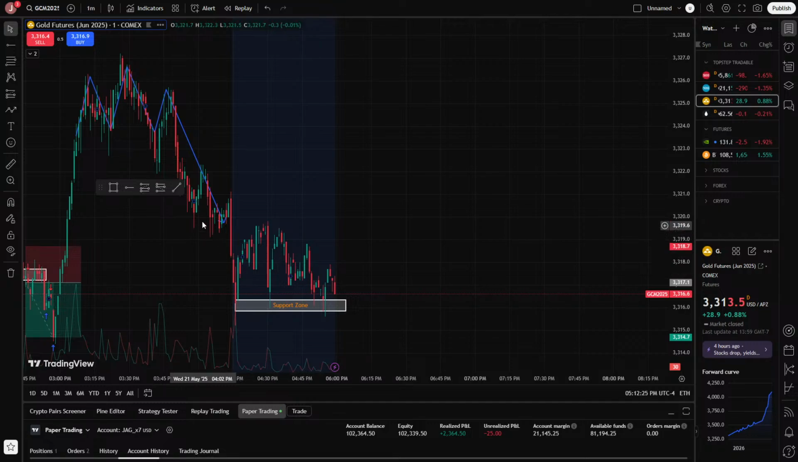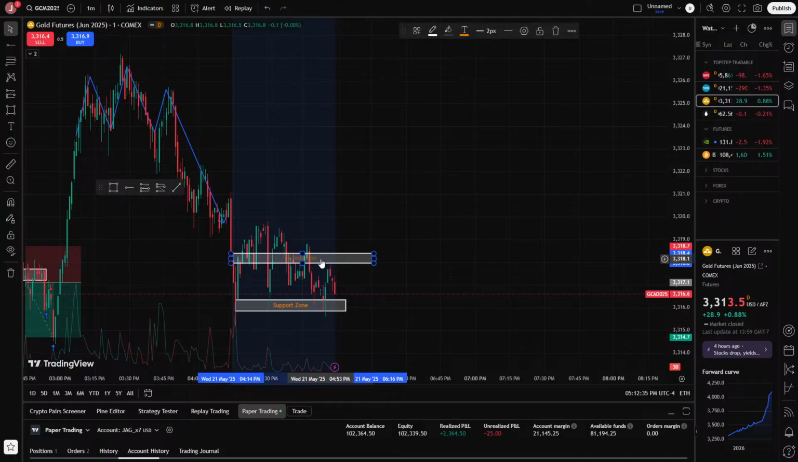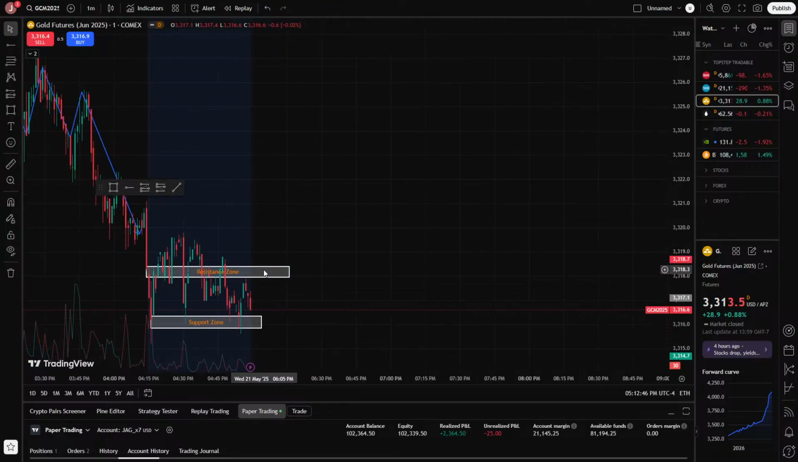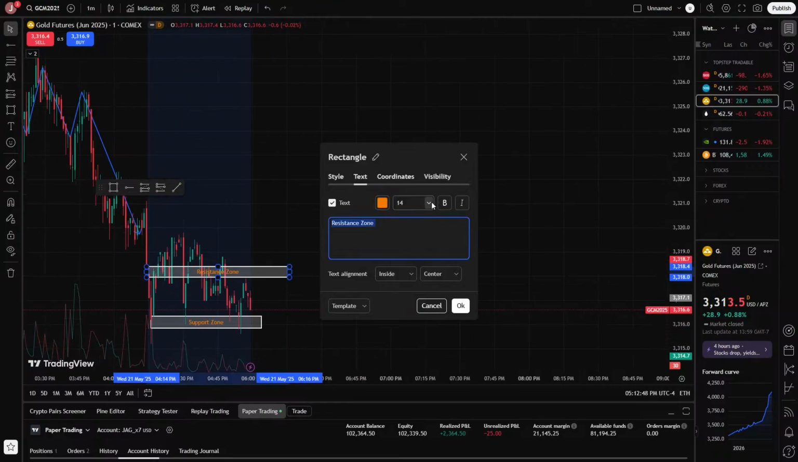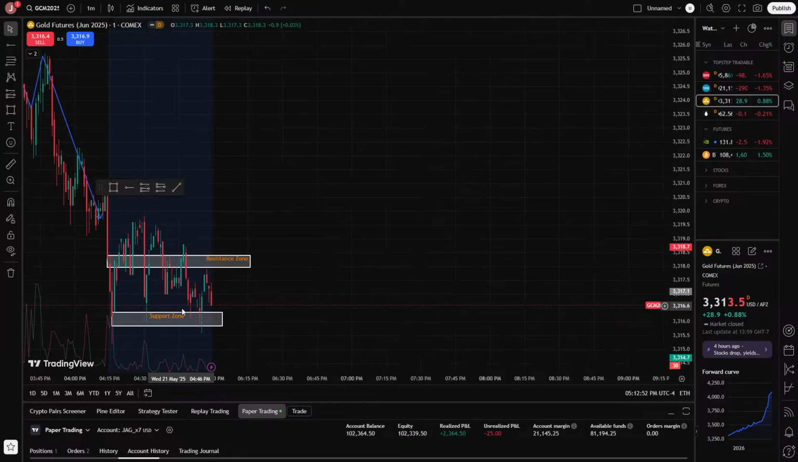At the moment, I still don't want to consider anything a resistance zone yet. Maybe we could put one here, but I personally don't want to yet. I'm going to leave it here just in case, because if price does come back up here again and goes down, then I would consider it a resistance zone. All right, so I'm going to move that one so we can see it a little bit better.